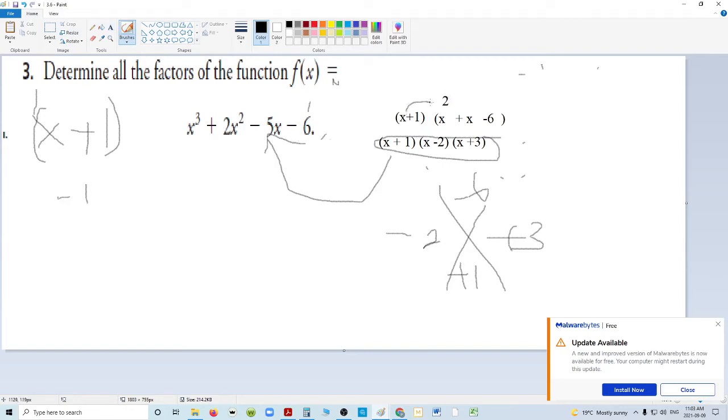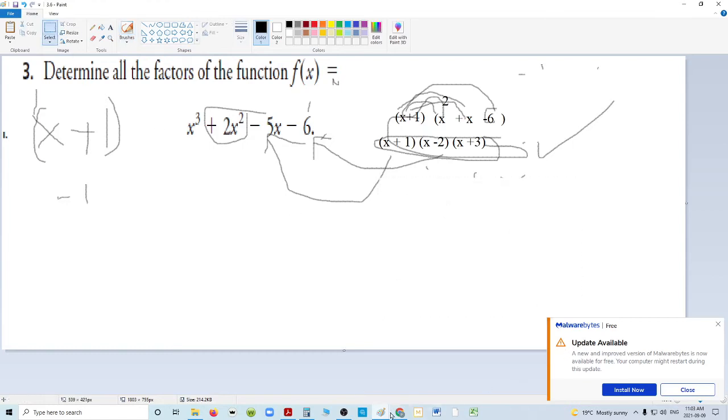So if you do it quickly here, you get x cubed plus x squared minus 6x plus x squared, so there's the plus 2x squared, plus x, so minus 6x plus 1x gives us the minus 5x, and then finally minus 6 gives us the number. So yes, expanding that does lead me back to this, so I do indeed have the correct factors.